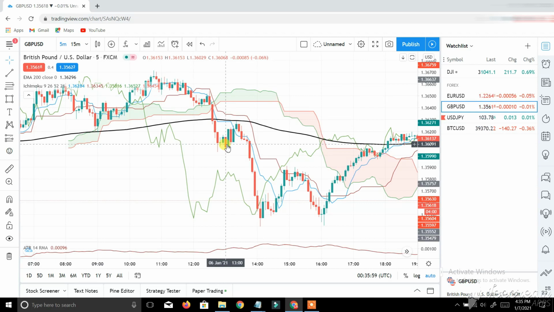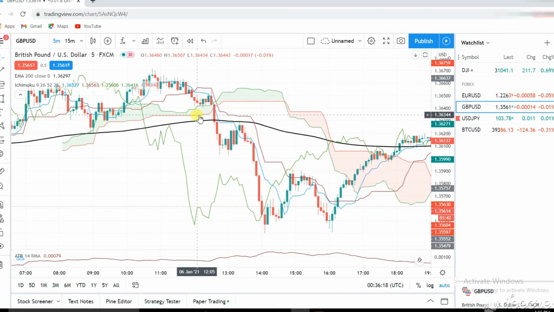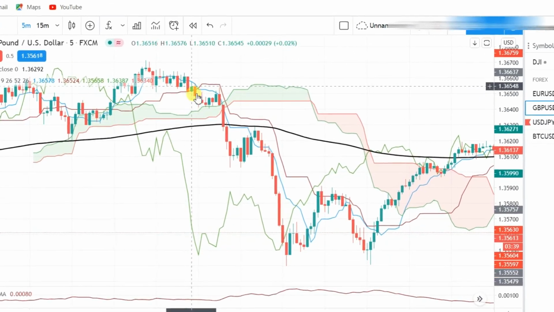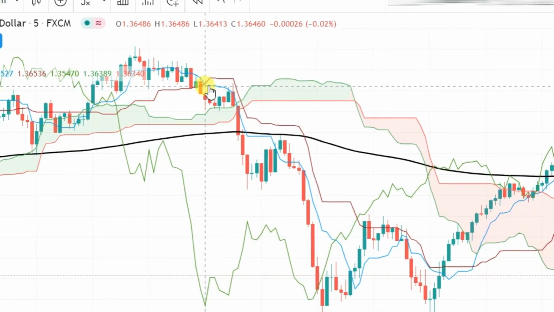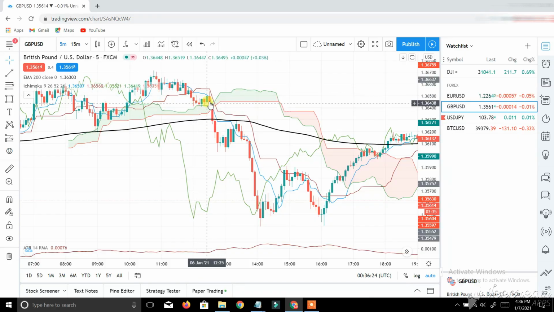The first thing is you want to see the conversion line and the baseline cross. Then you want to see the price. I forgot to say this at the buying setup: for a sell, you want to see the price below the cloud, which is the Ichimoku Cloud, this cloud line. So a baseline cross of the Ichimoku Cloud, and price should be below this cloud.